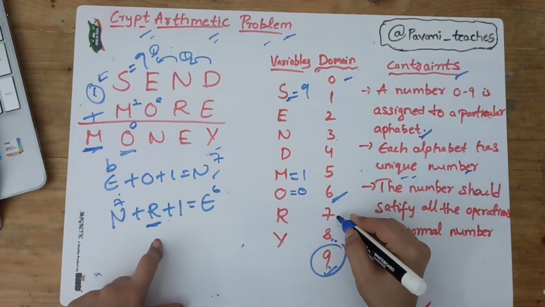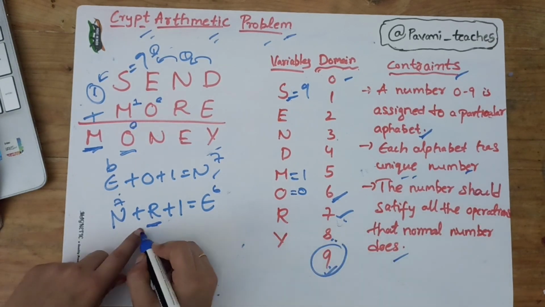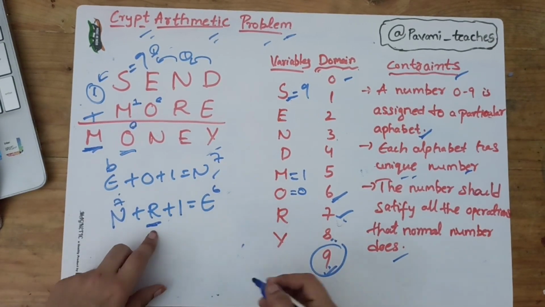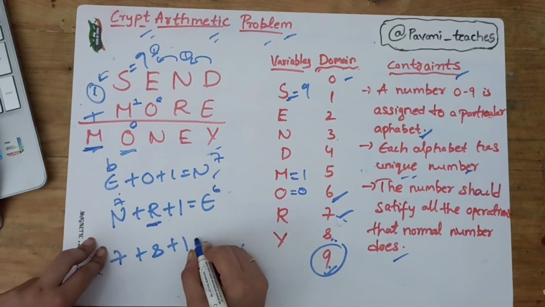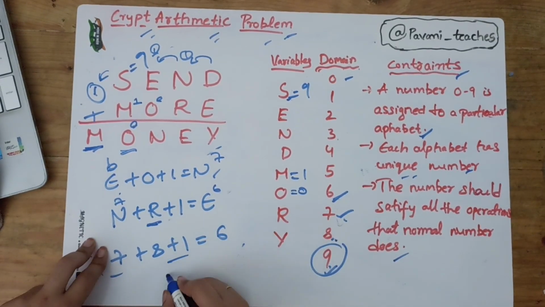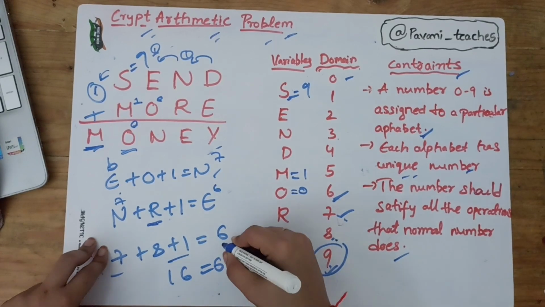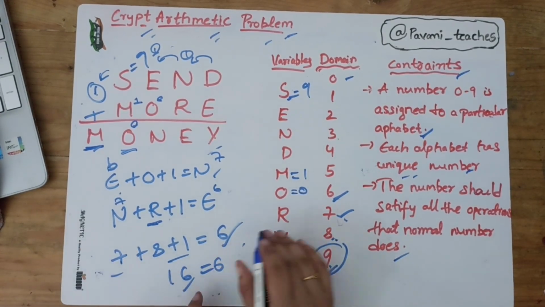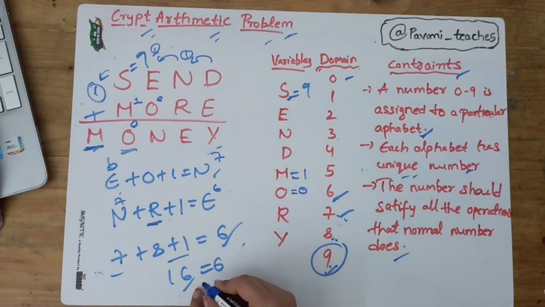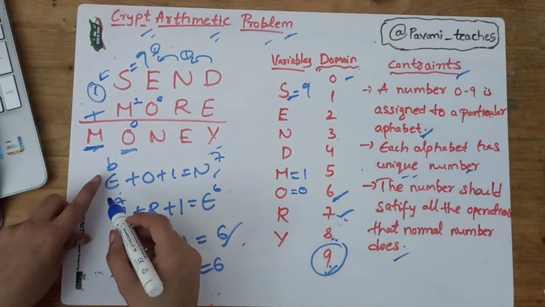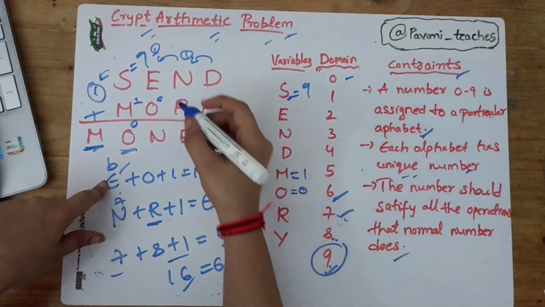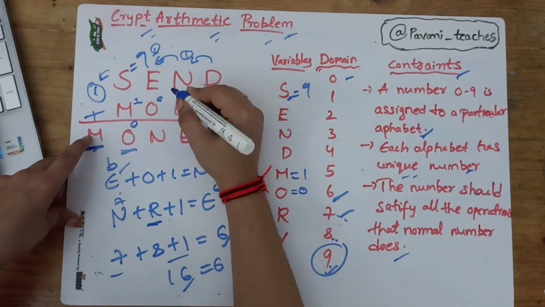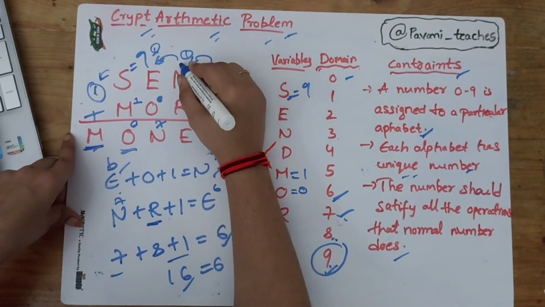As we are now taking 6 and 7, now I'll go with 8 for the R. That means 7 plus 8 plus 1 equal to 16. So this 6 and 6 is equal. So we can go with the values E equal to 6 and N equal to 7. So I am writing here 6, 0, 7 and here 7.